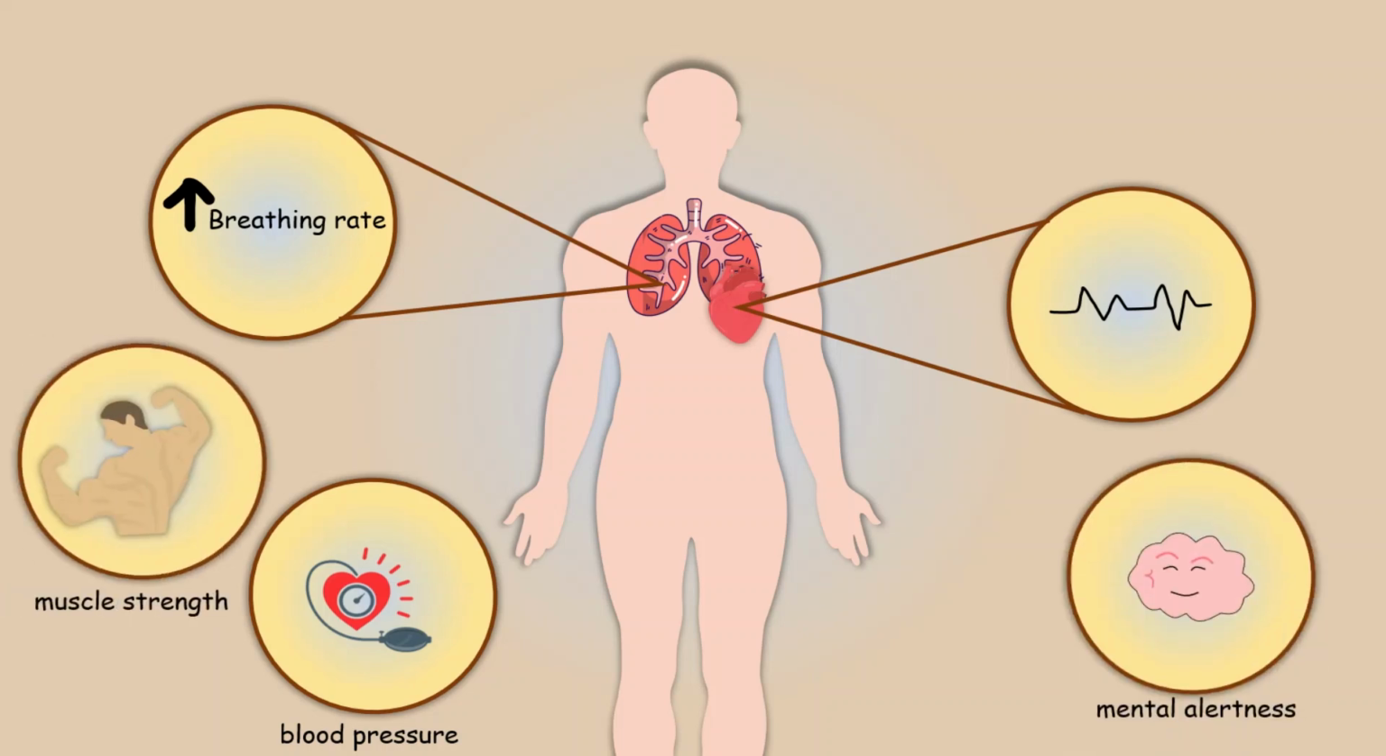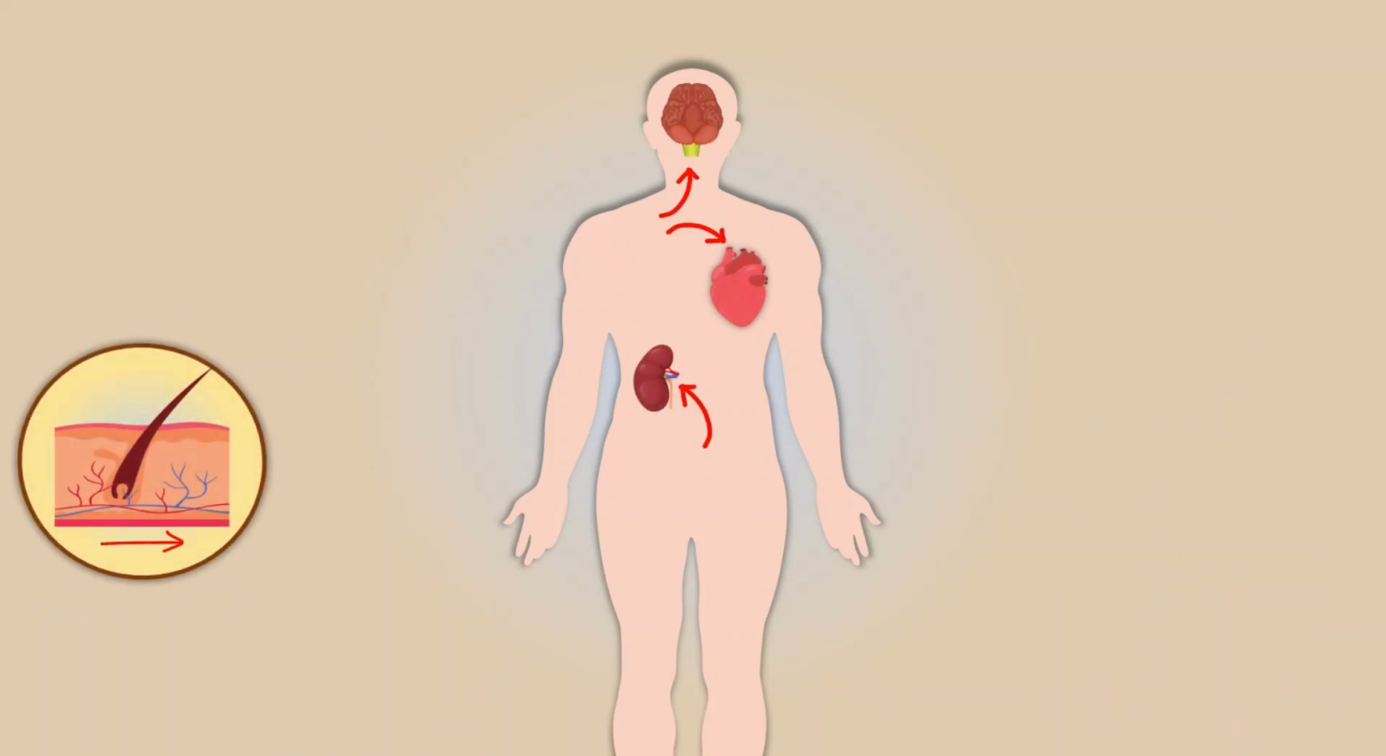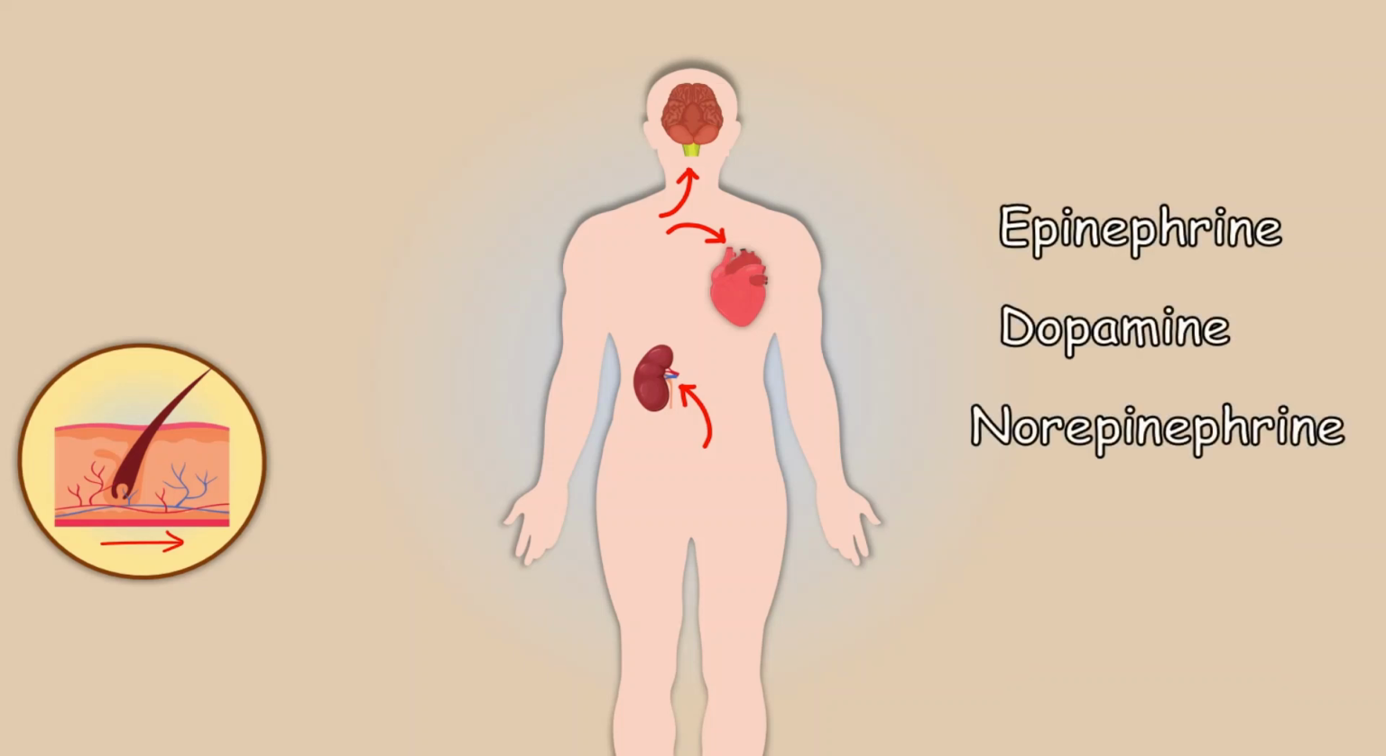To support the functions of the fight-or-flight syndrome in the body, blood flow is pulled away from the skin and redirected to the brain, kidneys and heart for this purpose. Some examples of catecholamines in the body are epinephrine, dopamine and norepinephrine. So catecholamine drugs act like catecholamine neurotransmitters.